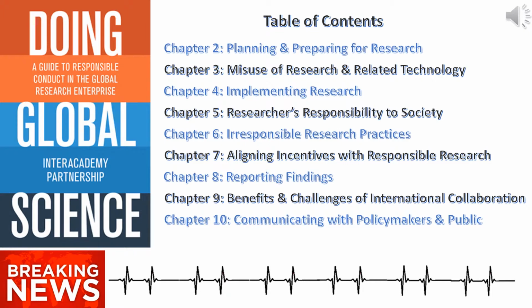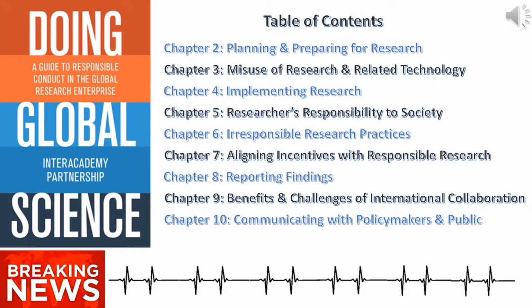The odd-numbered chapters present broader issues related to performing research. So, Chapter 3 discusses the researcher's responsibility to try to prevent the misuse of research and the related technology. Chapter 5 discusses the researcher's responsibility to society in planning and carrying out research. Then Chapter 7 discusses aligning incentives with responsible research. And then finally, Chapter 9 deals with the benefits and challenges of international collaboration.